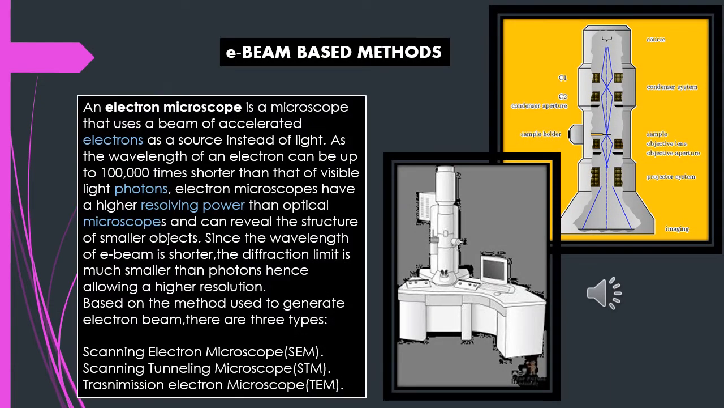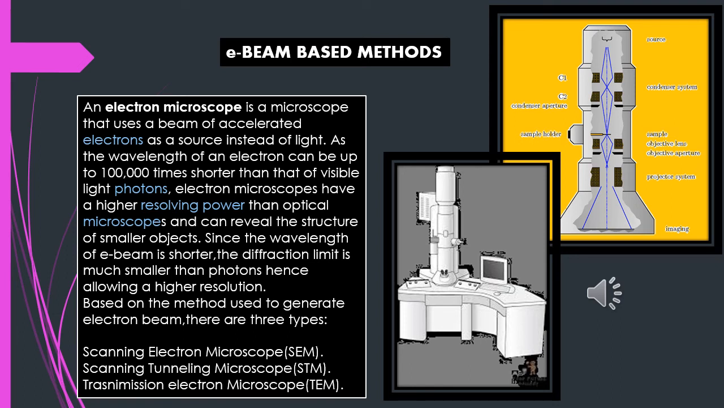E-beam, or electron beam based. An electron microscope is a microscope that uses a beam of accelerated electrons as a source instead of light. As the wavelength of an electron can be up to 1 lakh times shorter than that of visible light photons, electron microscopes have a higher resolving power than optical microscopes and can reveal the structure of smaller objects, since the wavelength of the E-beam is shorter. The diffraction limit is much smaller than for photons, hence allowing higher resolution.